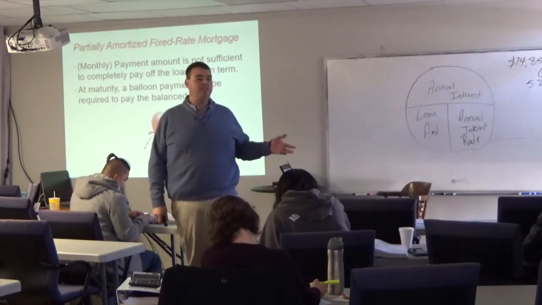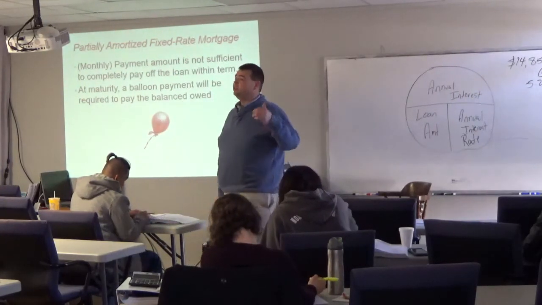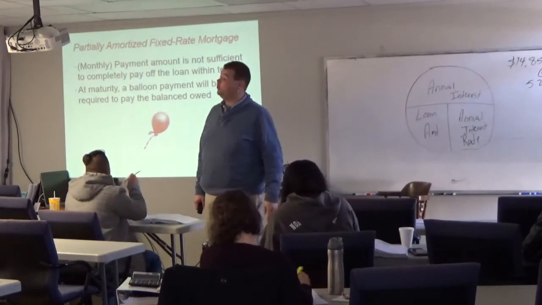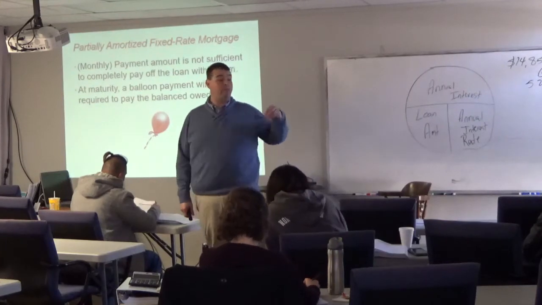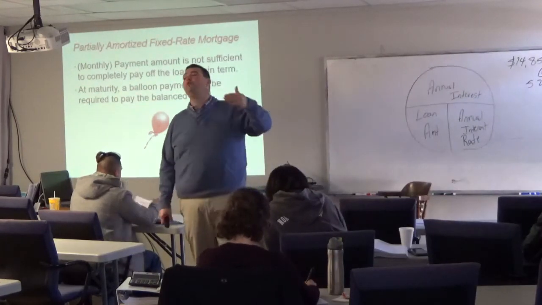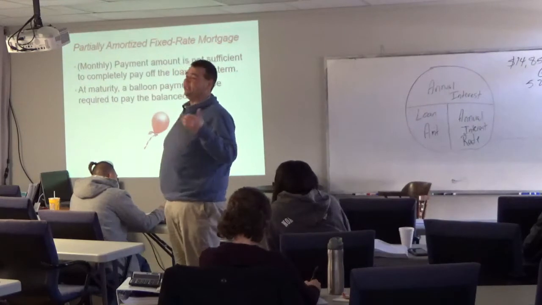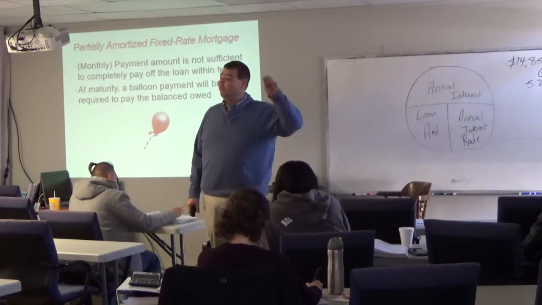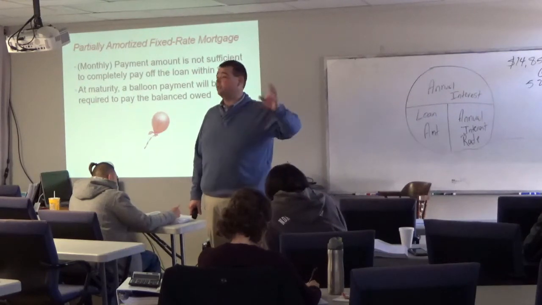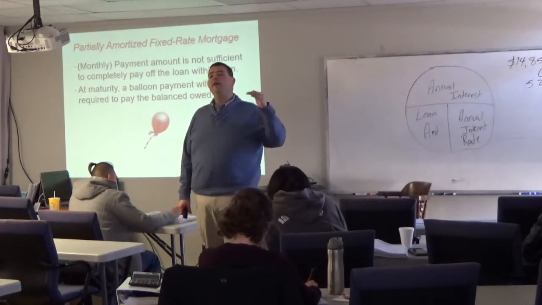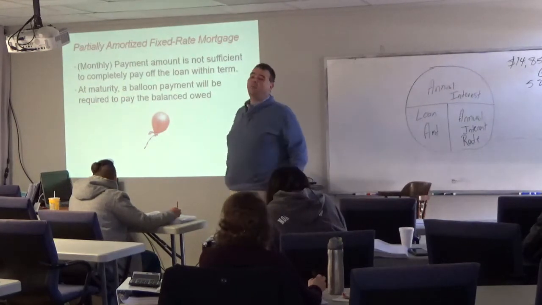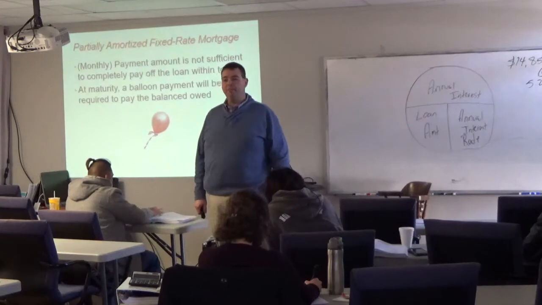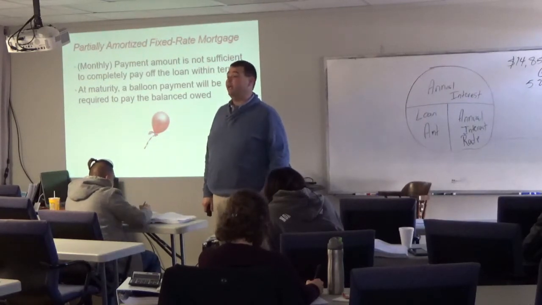So in a partially amortized loan, there's still going to be a large balance due at the end called a balloon payment. And you either have to pay that all in one payment, or what do you think you could also do to avoid making that one big payment? You would simply take out a new loan for the balloon amount. This is the most common type of loan in commercial real estate. In commercial real estate, we very rarely find fully amortized loans.